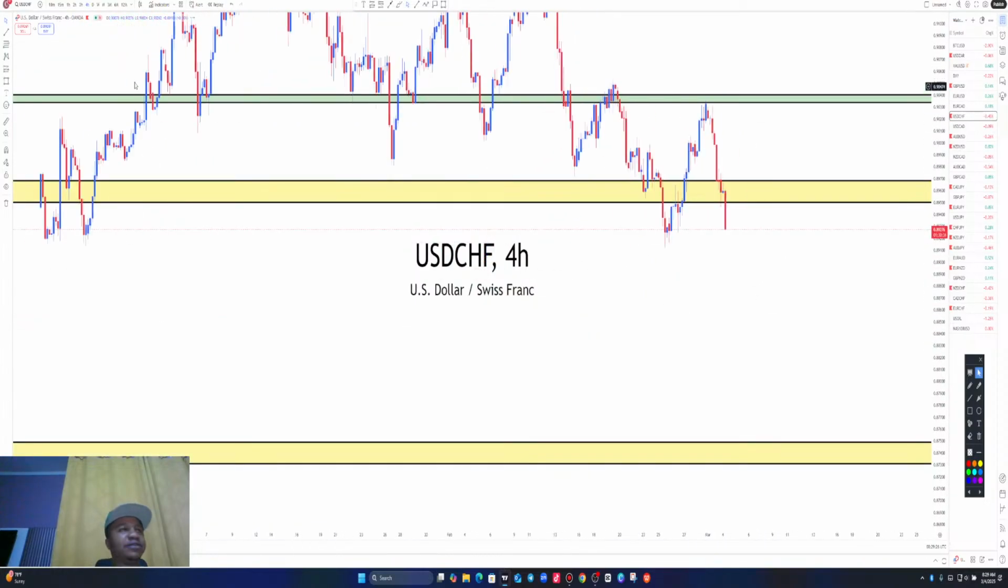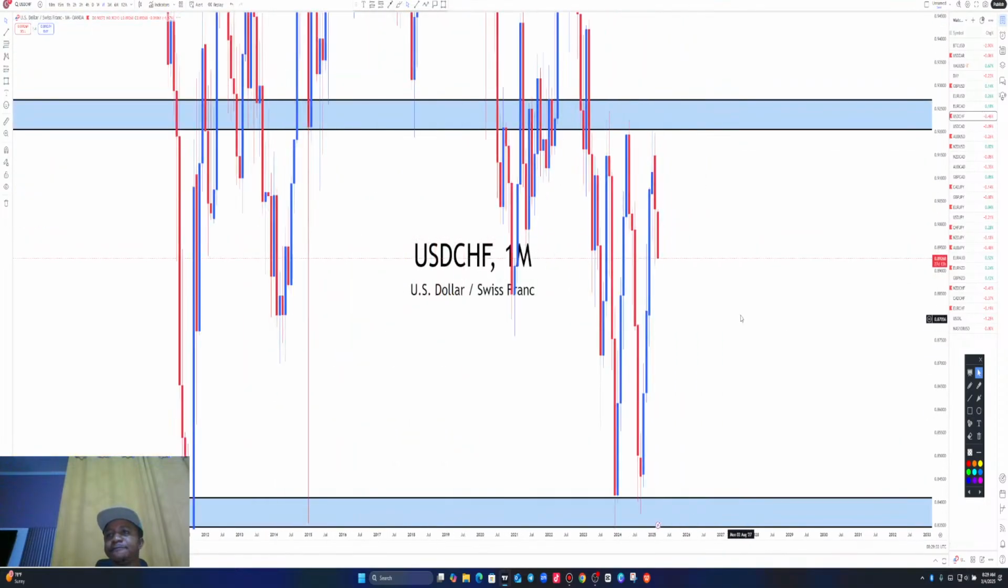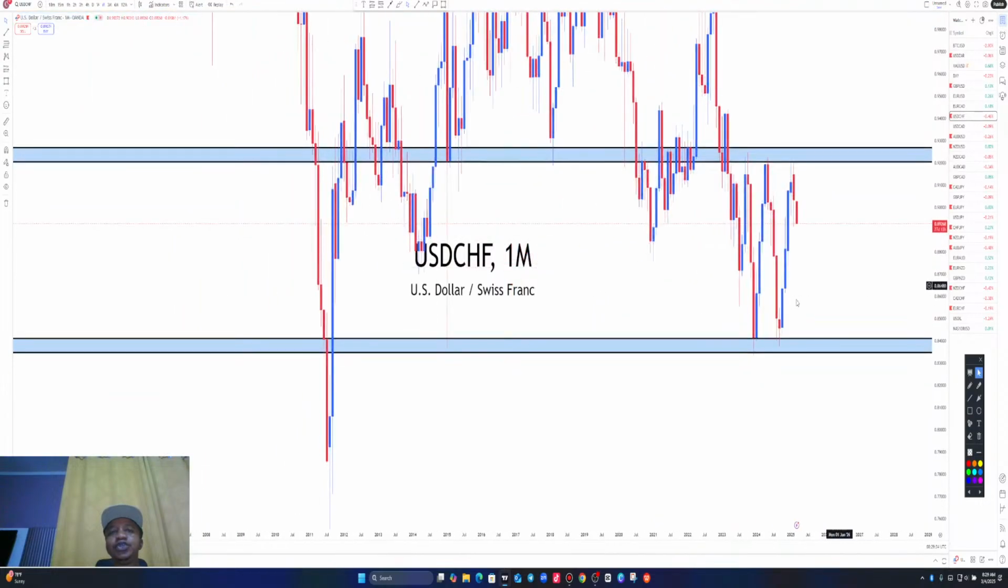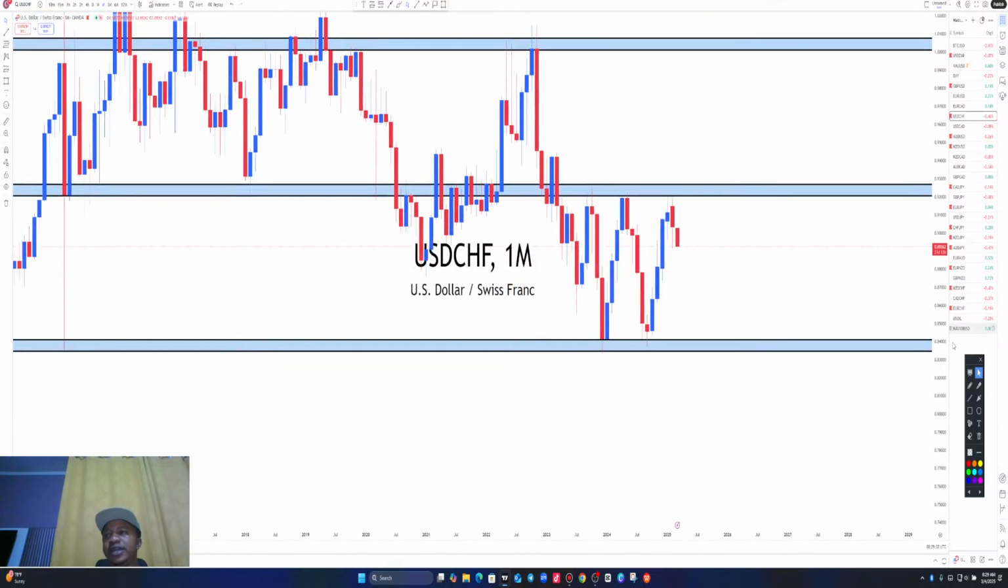Let's dive into it. So USD CHF, let's begin from the monthly time frame. Okay, so this is USD CHF on the monthly time frame. Now, the monthly time frame for USD CHF, let's put meaning into it. We have the monthly upper zone, the mid-range zone, and then the lower zone.